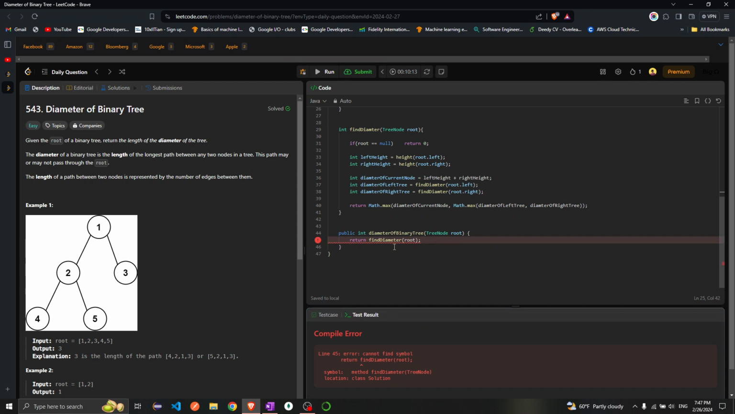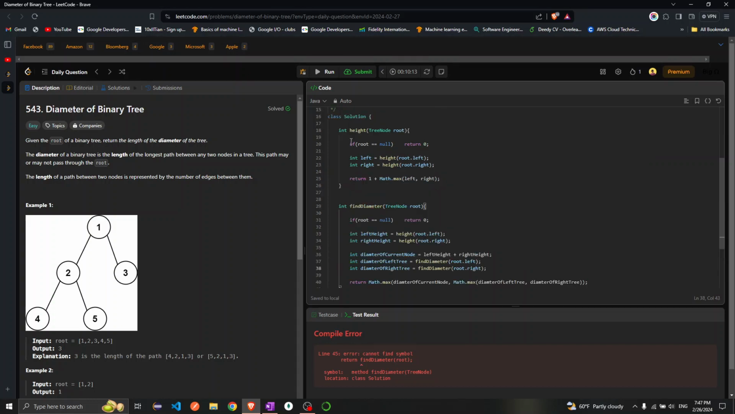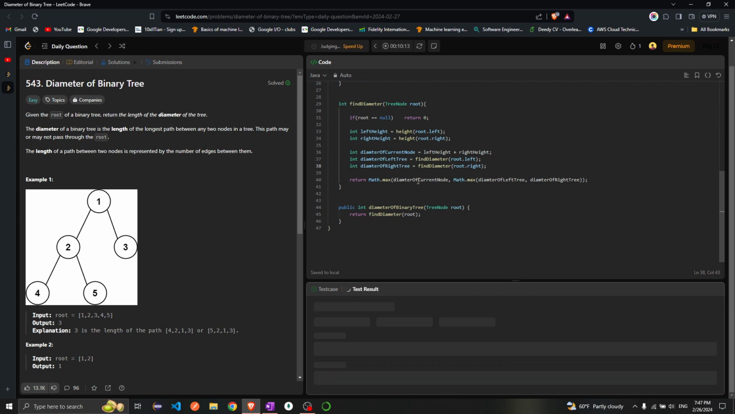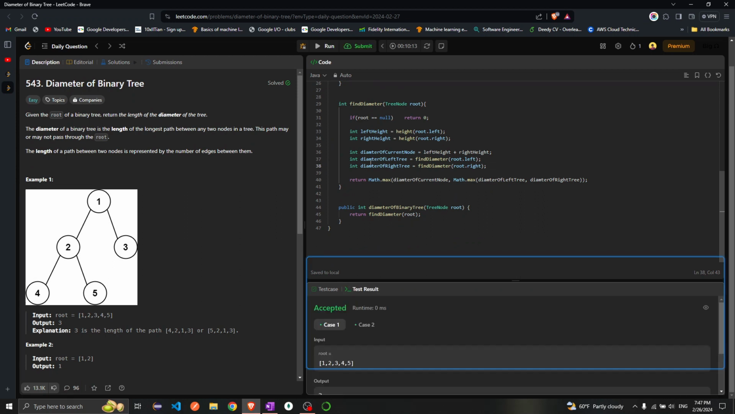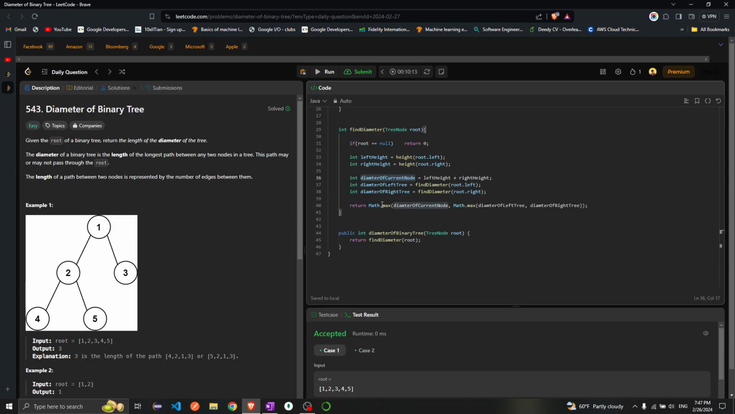No, it's not working. Cannot find symbol. Find diameter. Oh, spelling is wrong. Let's try once again. Each and every spelling is wrong, but that's fine. Not going to change. Let's submit it.